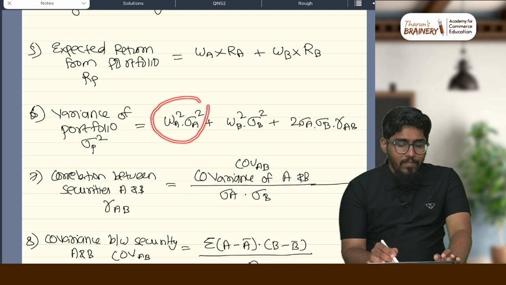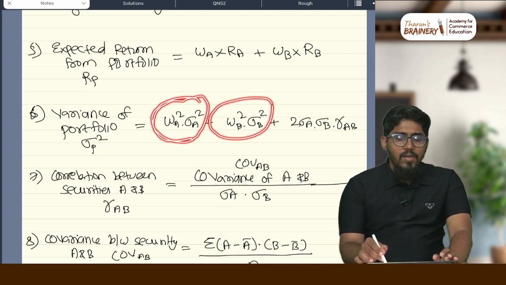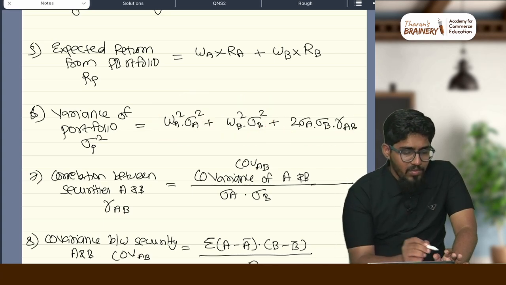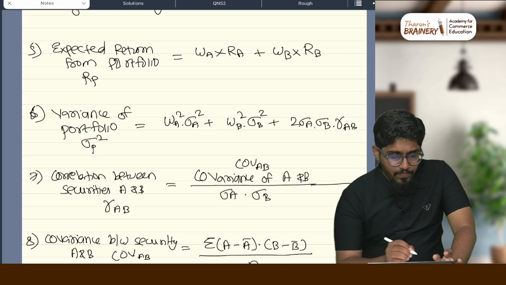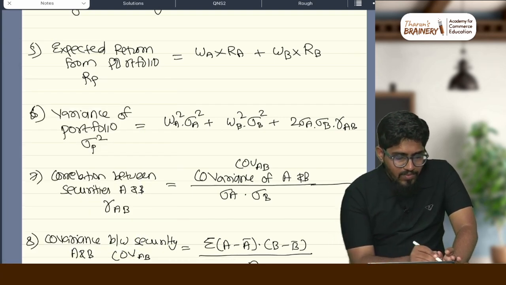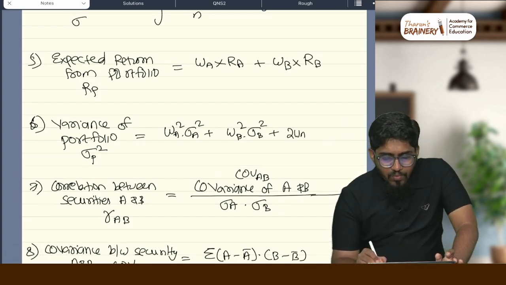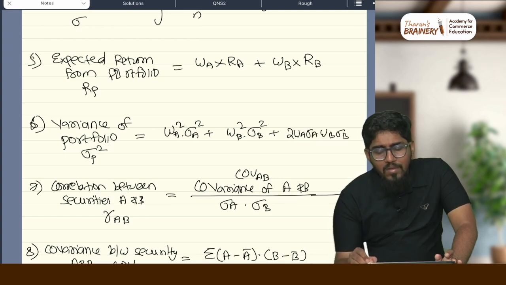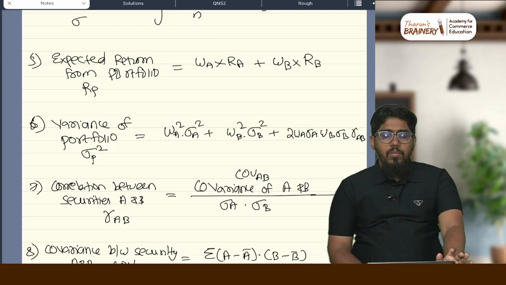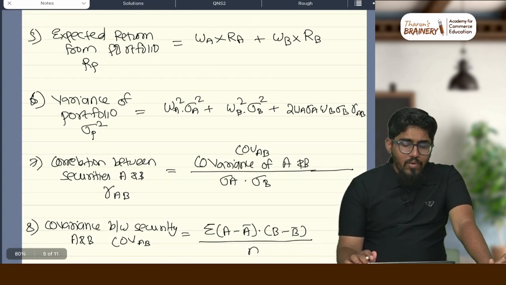Weight of A square into standard deviation of A square plus weight of B square into standard deviation of B square plus 2 into weight of A into standard deviation of A into weight of B into standard deviation of B into R of AB. Okay, into R of AB. So this is the formula for variance.